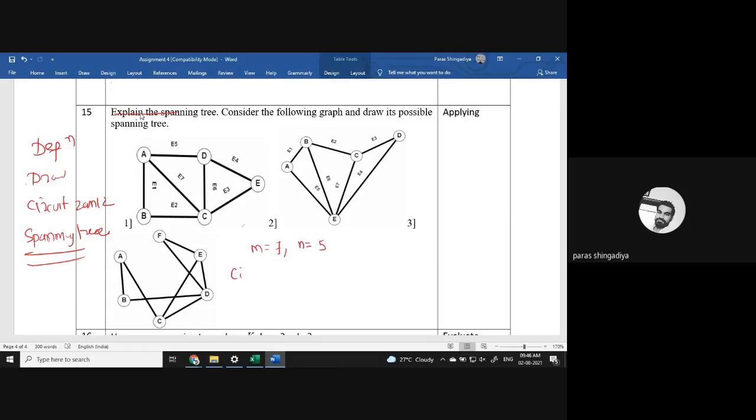So the circuit rank for the first graph is equal to m minus n plus 1, which is 7 minus 5 plus 1, and that is equal to 3. So what is the meaning of this 3? You have to remove 3 edges from the graph to create such a graph as a tree.